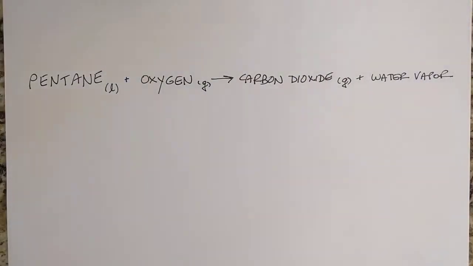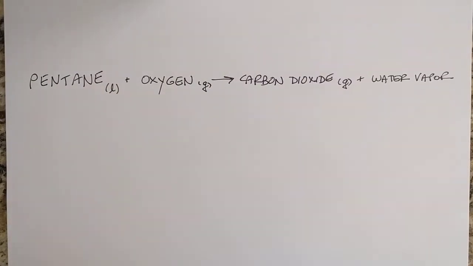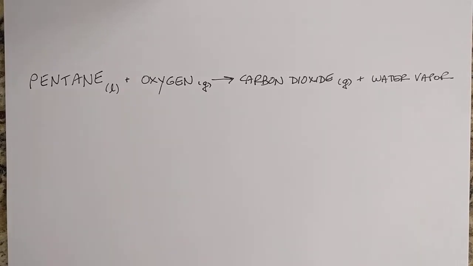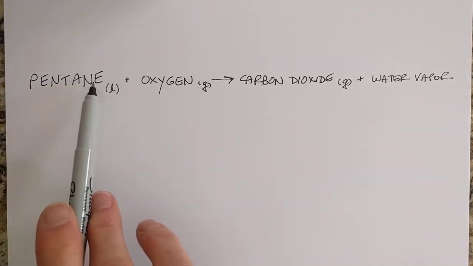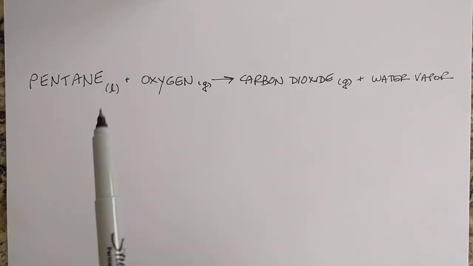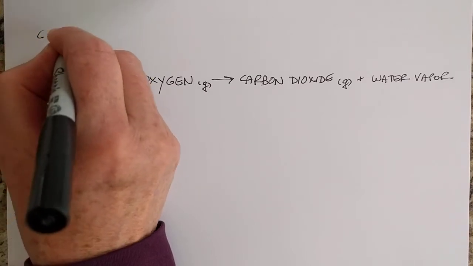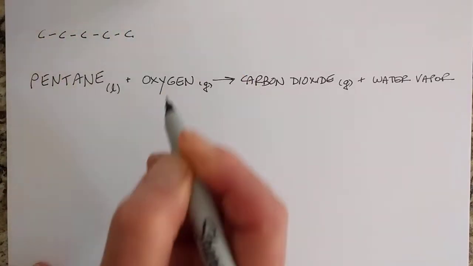All right, our next example, we have pentane plus oxygen yielding carbon dioxide and water vapor. So pentane, this is a hydrocarbon. The ane means we have all single bonds, and the pent means that we have 5 carbons. So you might remember that formula, or if you don't remember it, we can just figure it out. So the pentane means we have 5 carbons. 1, 2, 3, 4, 5.